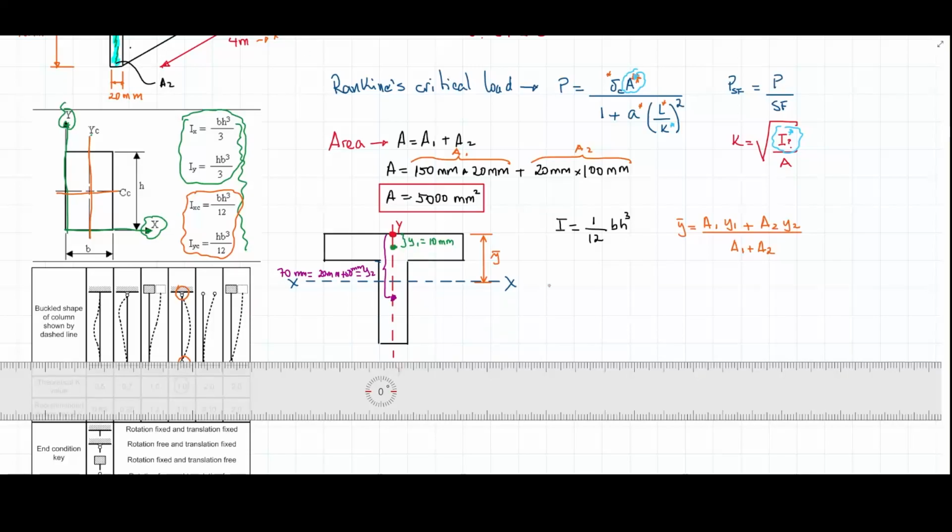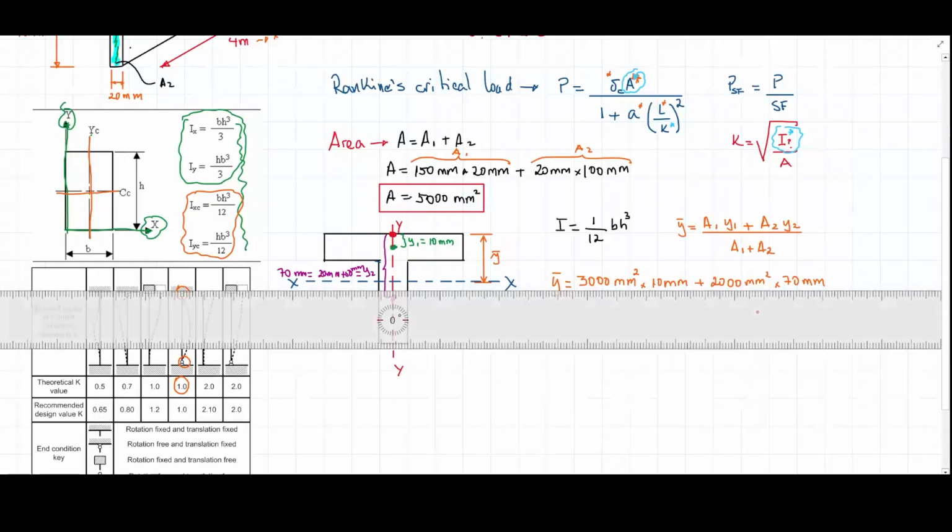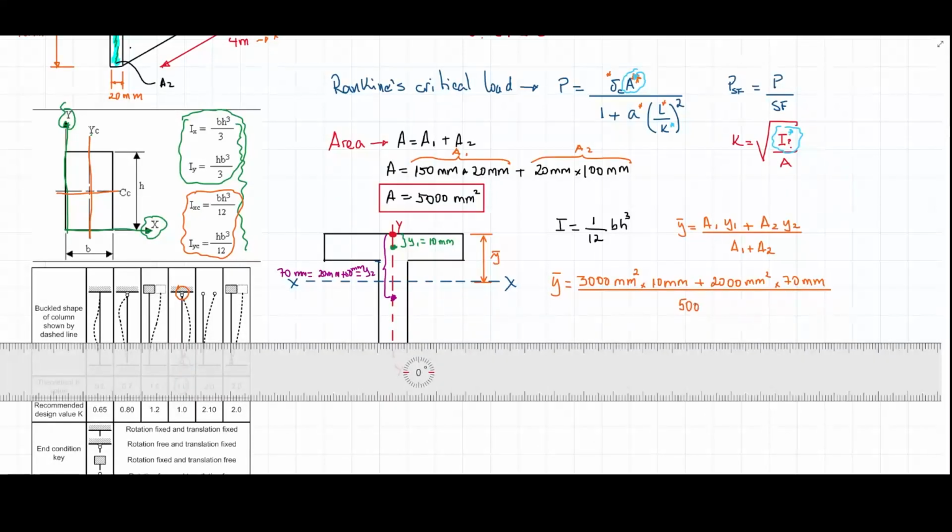So let's write it down. The distance from this point to this x-axis is going to be equal to area 1, which is 3,000 square millimeters, times Y1, which is 10 millimeters, plus area 2, which is 2,000 square millimeters, times Y2, which is 70 millimeters. And that's going to be divided by the sum of both areas, which happens to be the total area of the section already calculated, and it is 5,000 square millimeters.